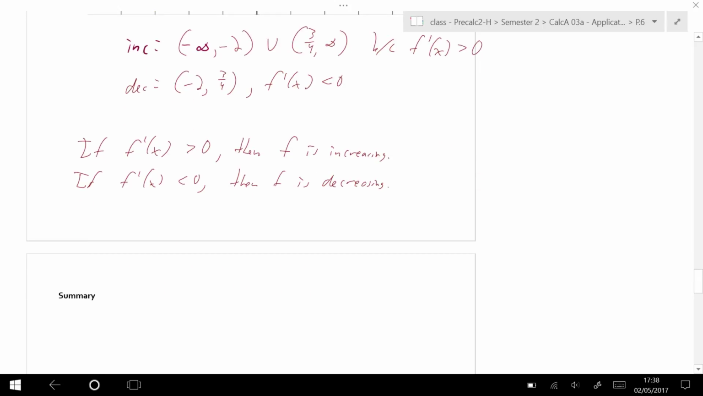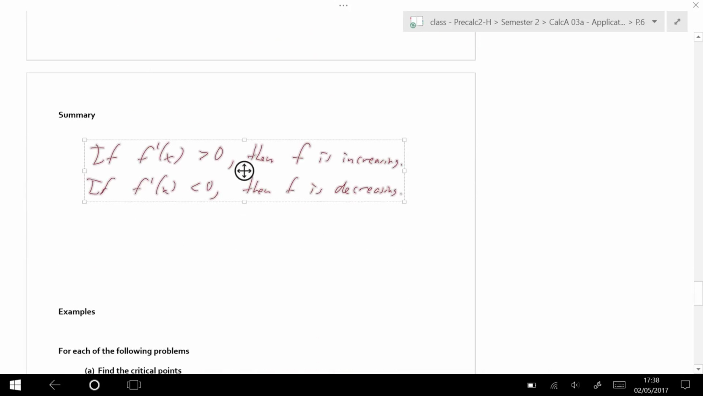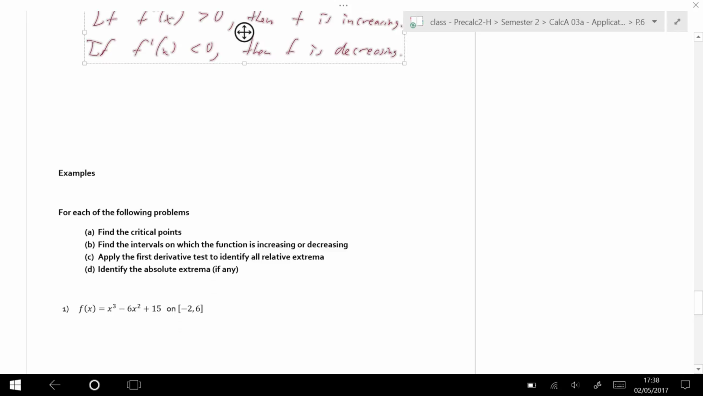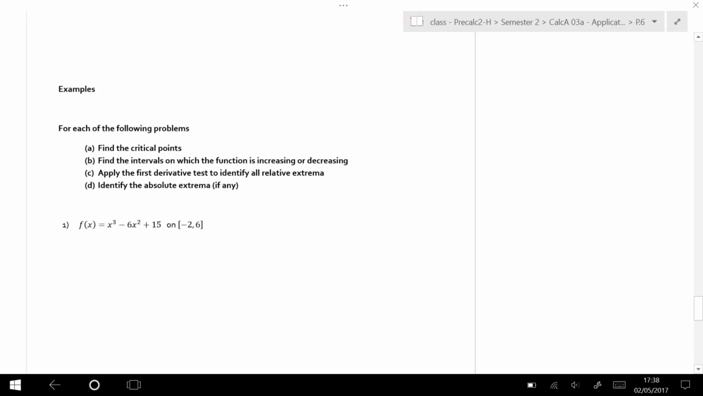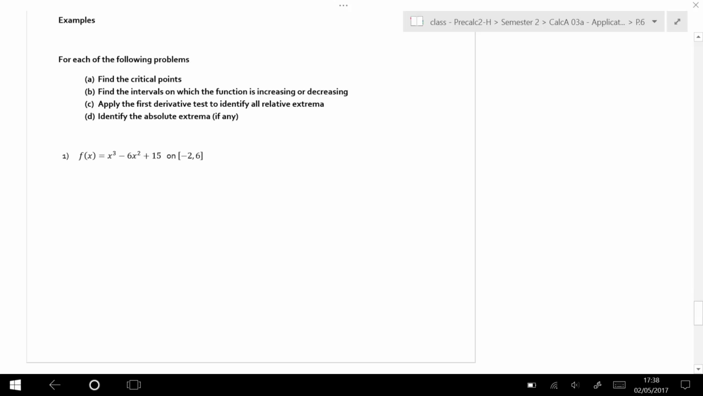Oh, that's the summary. I'm getting ahead of myself. We'll slide that down there and keep moving on. Okay, some examples of things that we can do with this. This is a very common direction set, and I'm going to try to show it can be very thorough with a function like this. It's a third degree polynomial.